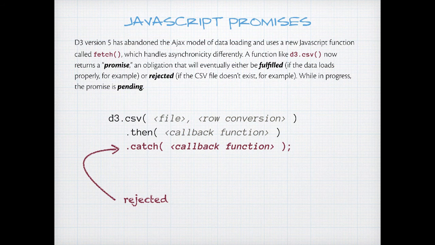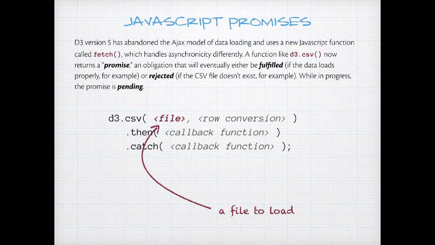So if you think about it, this is like a little if-then-else block. Or if you've ever worked with exceptions in another language, this is sort of like a try-catch block, or in Python a try-except block. So if you've worked with exceptions, this structure should be familiar to you from those other languages. Well, obviously what we need to do is send it a couple of things, just like we always did before. We have to send d3.csv a file to load. And we know already in this project there are 3 of those CSV files. It's going to be one of those.